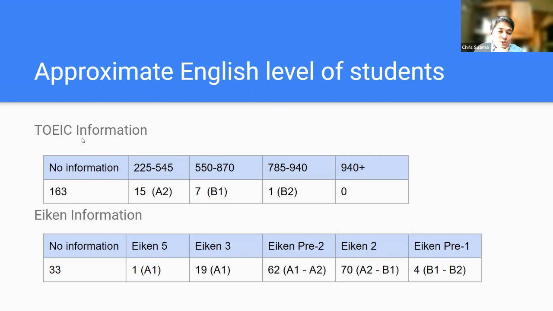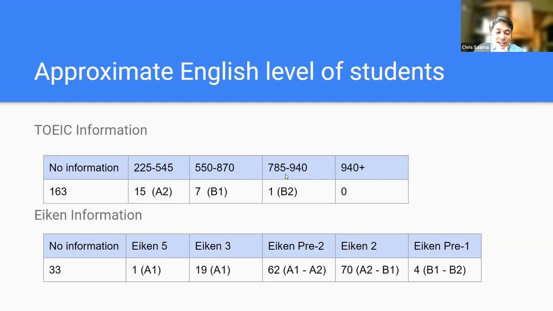And I also surveyed their approximate English level. So I asked first for TOEIC information. And as you can see, most students I was teaching did not have TOEIC, did not take a TOEIC test before. They have no TOEIC score, or they said they forgot. And then 15 students said that they had between 225 and 545 TOEIC. And according to the TOEIC website, this means that they would be classified as A2 learners. And 7 students said that they had between 550 and 870 TOEIC. So these would be classified as B1 learners according to CEFR.